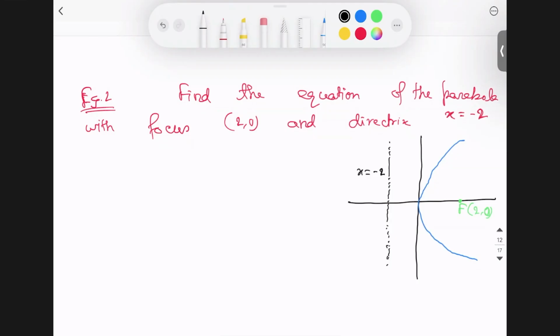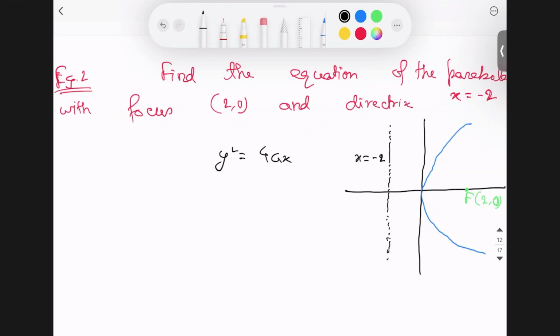Now, what we need is to find the equation. How can we find it? We know this kind of parabola looks like y square equals to 4ax, and here a is 2. So this will be nothing but y square equals to 8x.